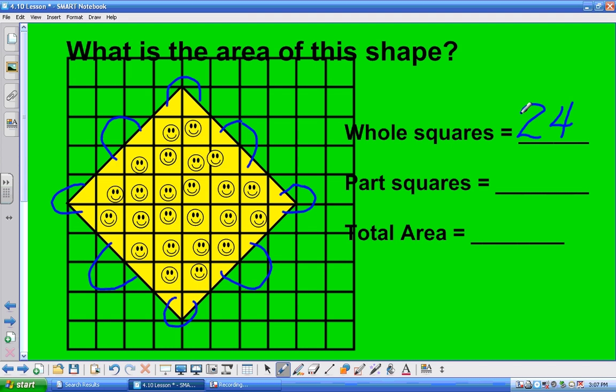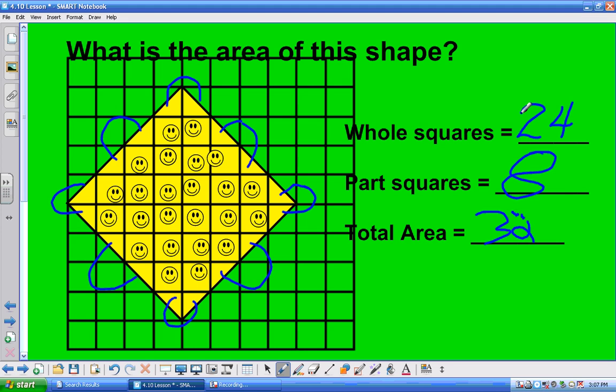8. Okay. And when you put 24 and 8 together, what do you get? Good job. Write it down. 32. So the total area is 32, and what is our unit?